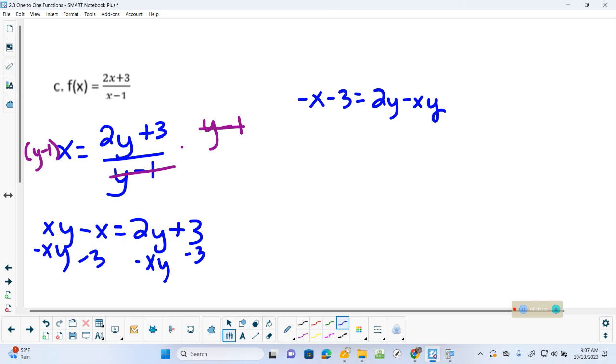Now, a little spicy, on the right-hand side, what do you notice both terms have? So I'm going to factor. So I get to review factoring. I'm going to factor a y out. I'm going to have 2 minus x left.